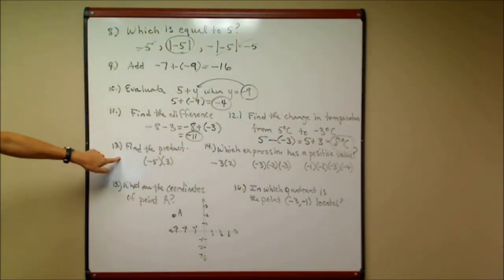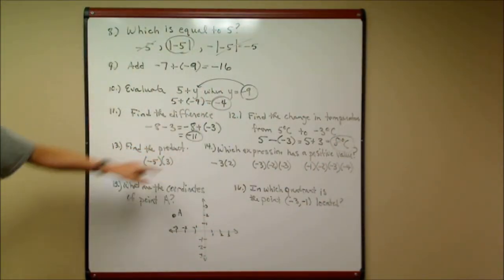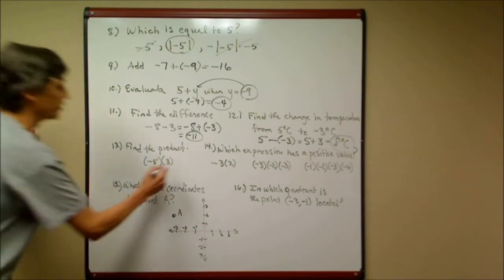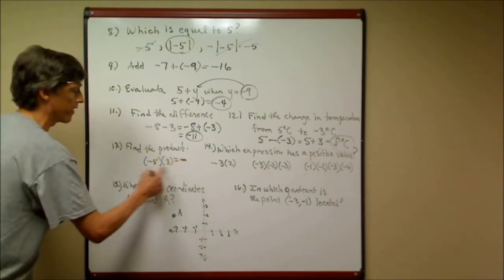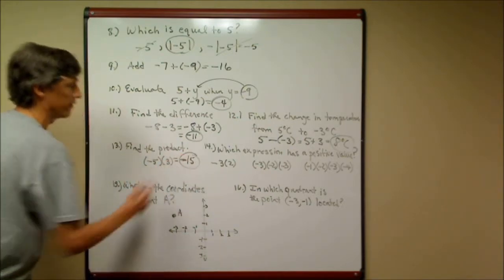Find the product. Product means multiply. I'm multiplying two numbers that have different signs. I know my answer is negative. 5 times 3 is 15, negative 15.